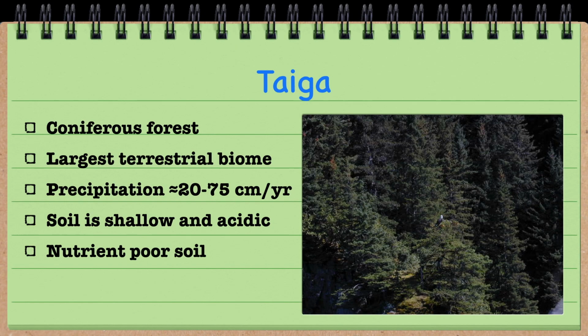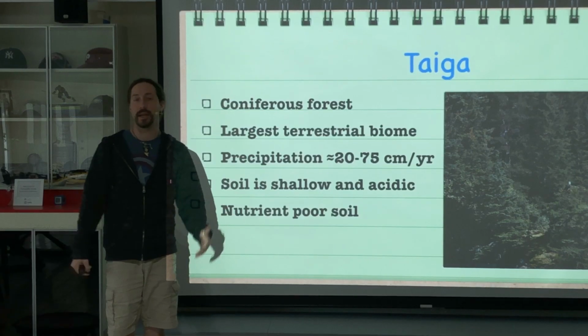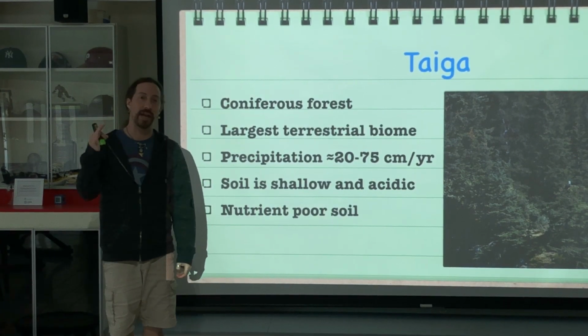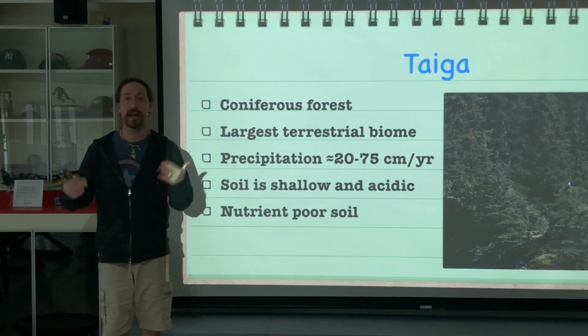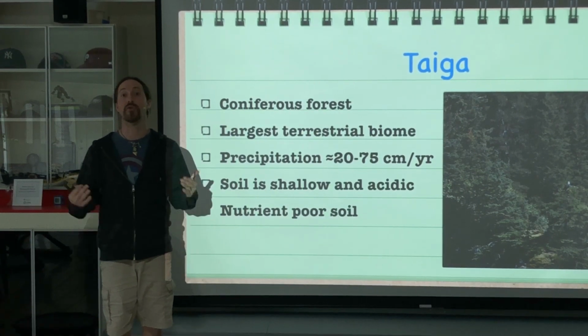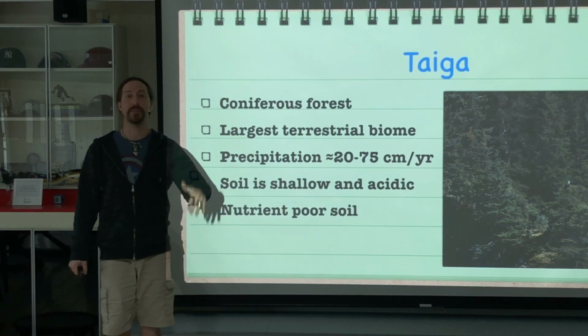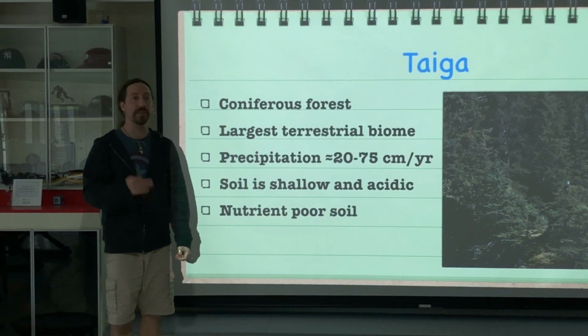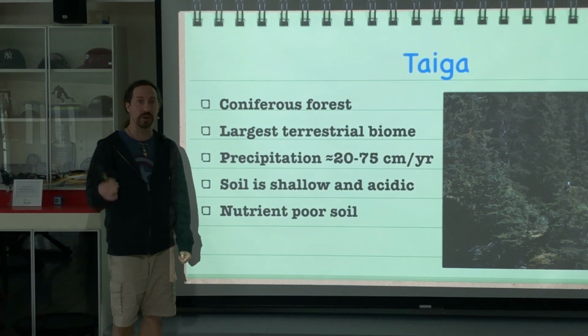This is also referred to as a coniferous forest. This is the largest of all of the terrestrial biomes, which means it's the largest of all the land-based biomes. There are both land-based biomes and marine biomes, and in this, we're just talking about the terrestrial biomes. We're just talking about the biomes on land. It has about 20 to 75 centimeters of precipitation per year, so it gets a lot more precipitation than what you get in the tundra.